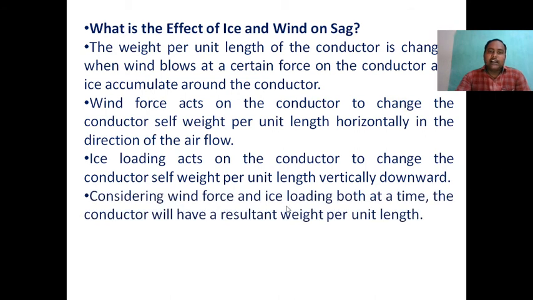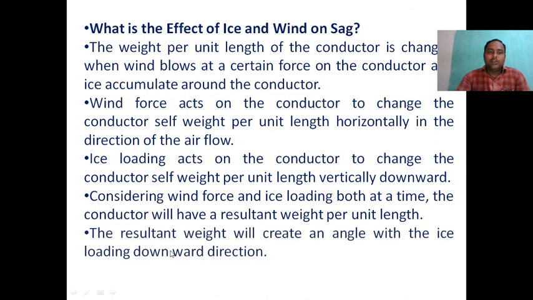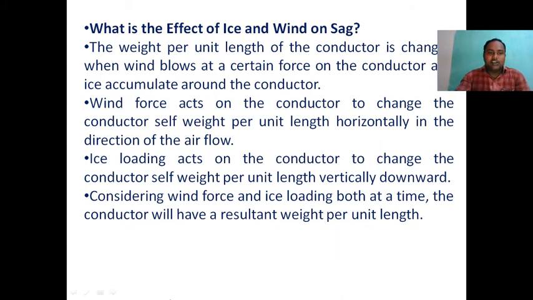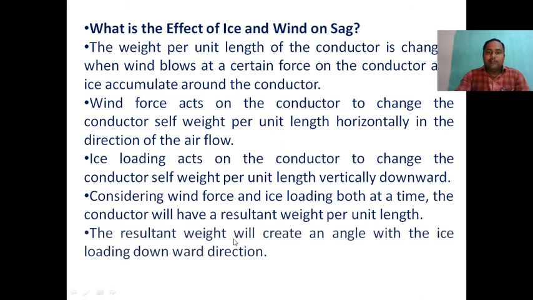Considering wind force and ice loading both at a time, the conductor will have a resultant weight per unit length. The weight of ice loading increases the weight of the conductor in the vertical direction, and the wind increases it in the horizontal direction. So the resultant weight will make an angle with the ice load in the downward direction.